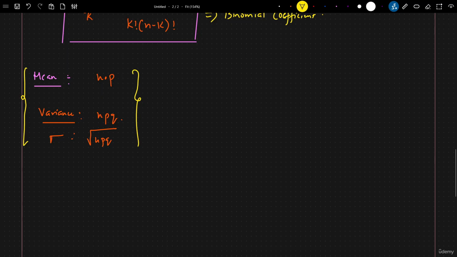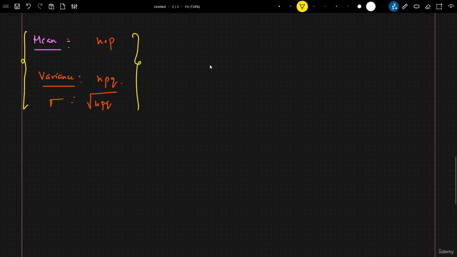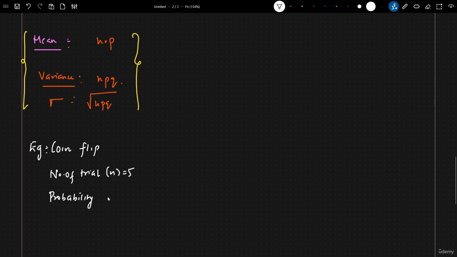Let's take an example of a coin flip, the basic example. In the coin flip, let's say I am performing this experiment for n equal to 5 trials. What is the probability of success for a fair coin? That is my p. It is 50%, so 0.5, since the coin is fair. Now I'll write the number of successes, denoted by the k value. It can vary from 0 to 5.